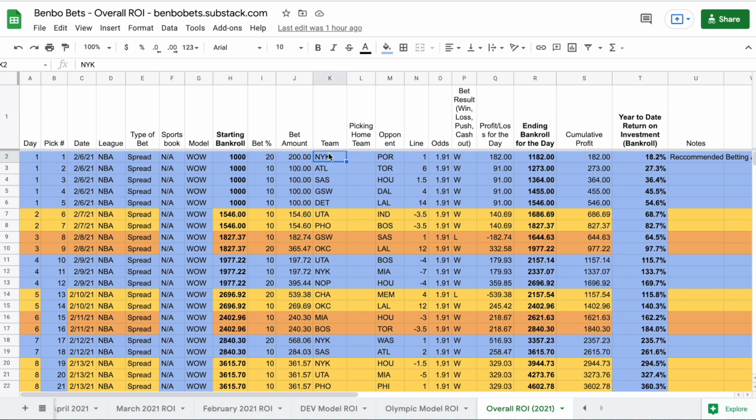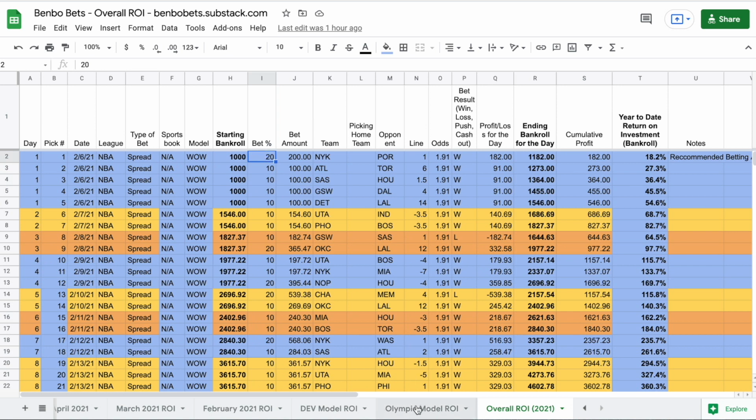And then here are the picks. The team that I'm picking to win, their opponent, what the odds are, what the line is, and the result. Again, these are all spread bets early on, so this is the line for the spread bet. And then the profit and loss from each of those plays and what the ending bankroll works out to, cumulative profit and loss, and ROI. And notes are just basically when I've changed the recommended betting amounts. As I said, our current recommended betting amount is 1%, so a huge difference from what it was early on. Okay, that's the header row.